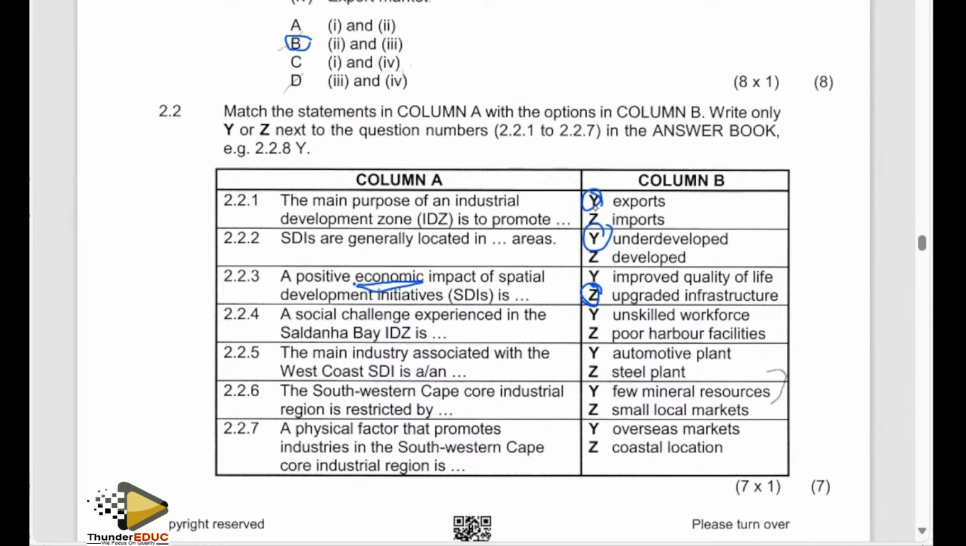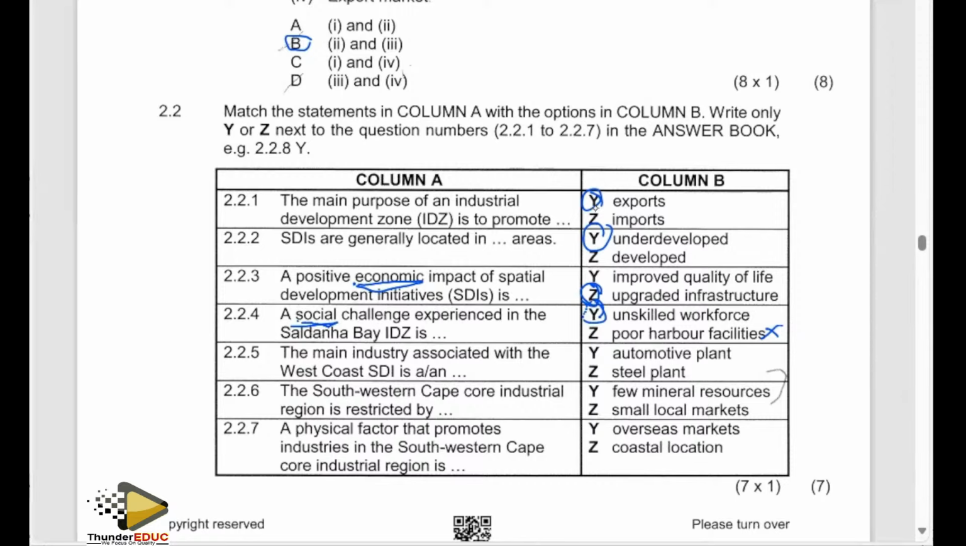The social challenge experienced in the Saldanha Bay. Saldanha Bay, what is the challenge that is experienced? And we want a social one. Unskilled workforce and poor harbor facility. This is not social. Harbor facilities are not social, they are economic, or they are physical. So the correct response here is unskilled workforce.